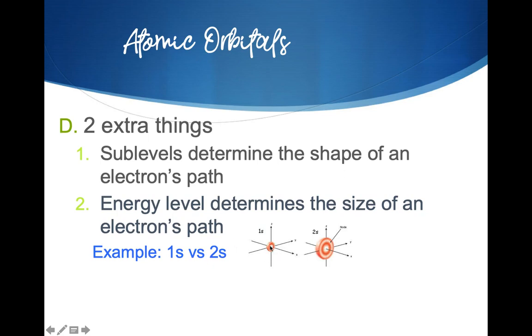So a 1s is a small sphere and a 2s is twice as big, or maybe not exactly twice as big because that doesn't always happen. But the point is that 2 is bigger than 1. So the 2s is bigger than the 1s.